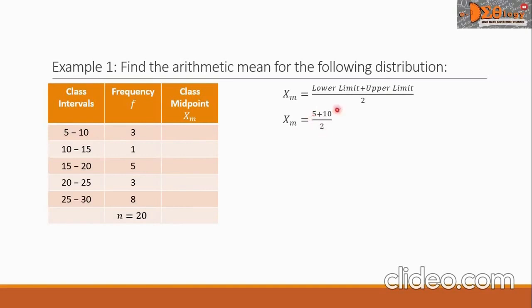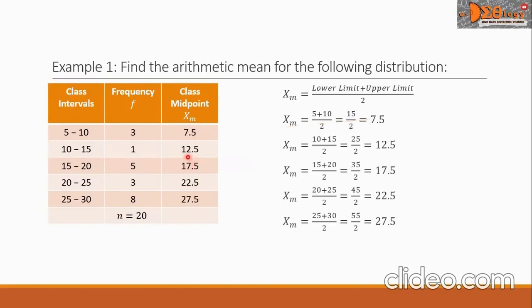Simplifying, 5 plus 10 will give 15, and then this is divided by 2, and we will have 7.5. This value we will write on the blank. So we have here the 7.5. We will follow this idea for the other blanks on the class midpoint column.